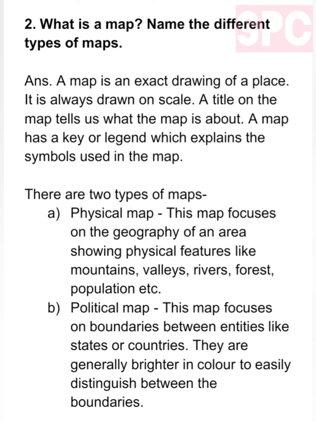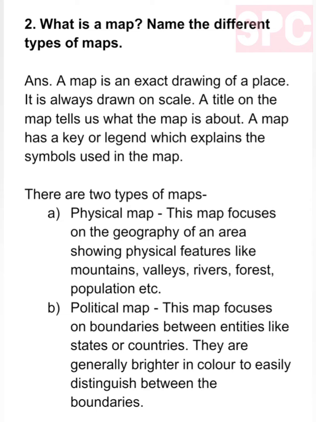Question number 2. What is a map? Name different types of maps. Answer. A map is an exact drawing of a place. It is always drawn on scale. A title on the map tells us what the map is about. A map has a key or legend which explains the symbols used in the map.